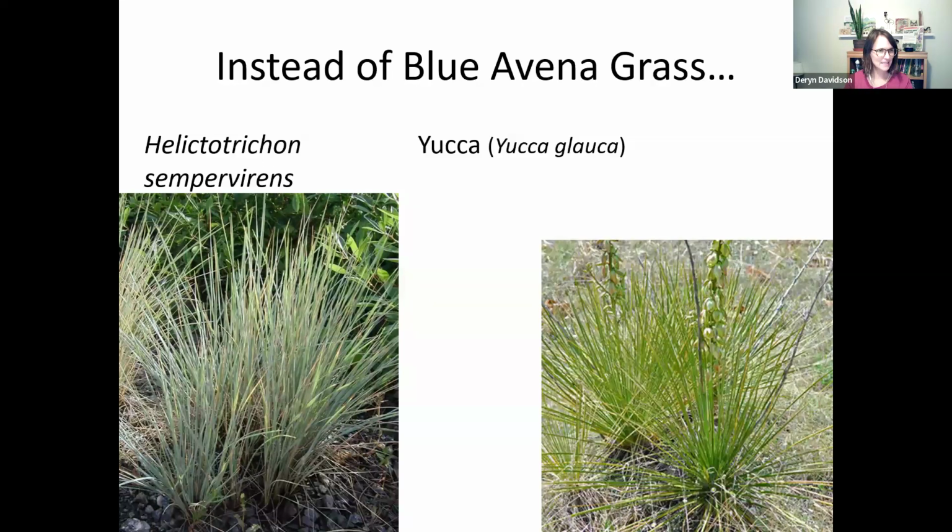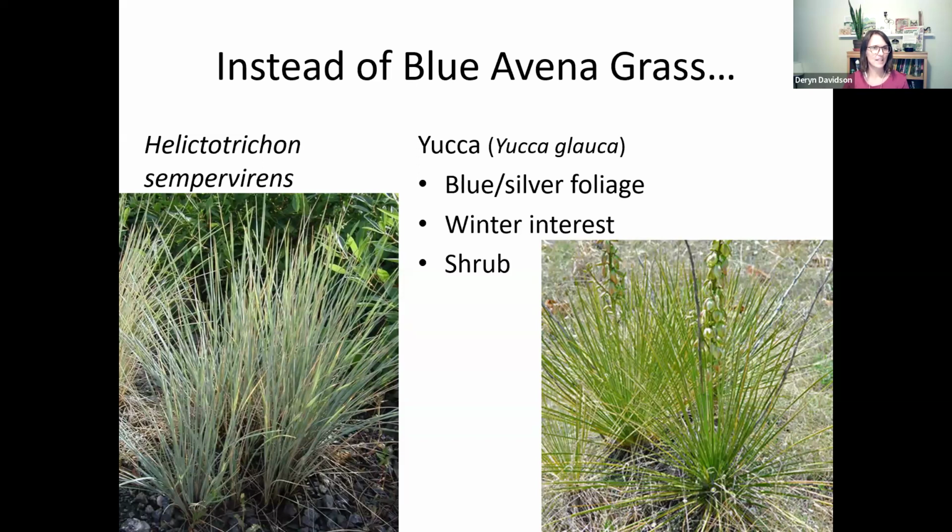Now this is not a grass, but if you really like that look of blue avena, you could consider yucca. It's got that blue silver foliage. Again, you've got to be careful about where you put it. You're not going to want to plant yucca right next to a sidewalk, but if you have kind of a planting island, maybe in the middle of an area, this is going to be excellent for winter interest. And again, this is actually considered more of a shrub, but kind of a similar look.